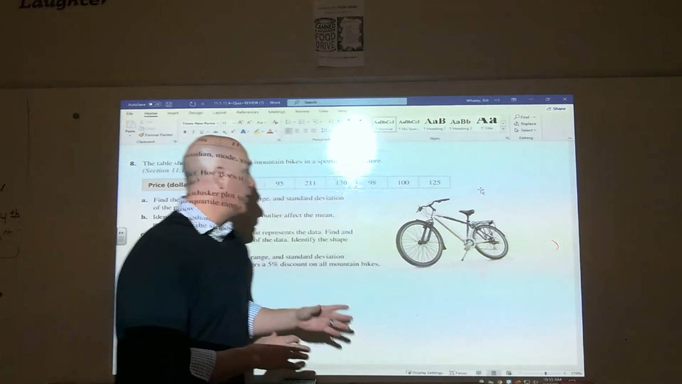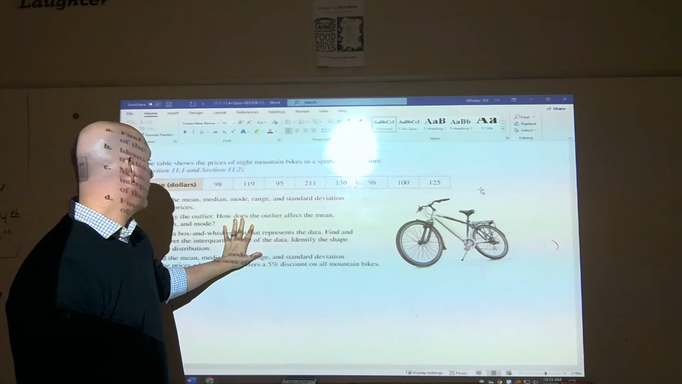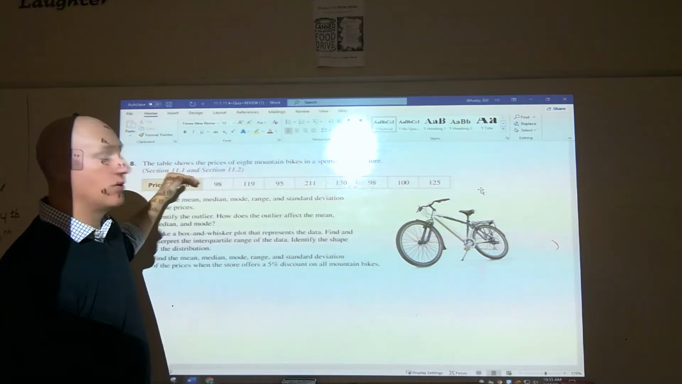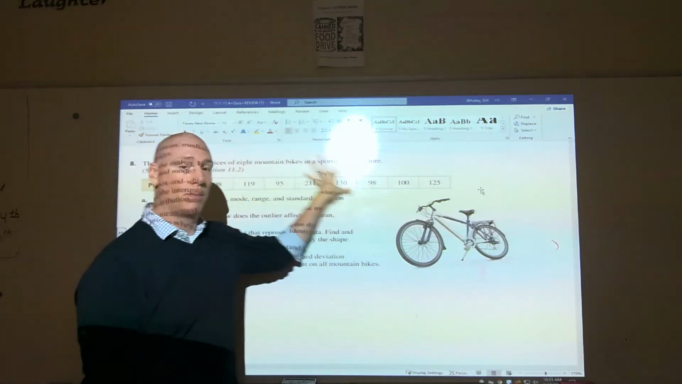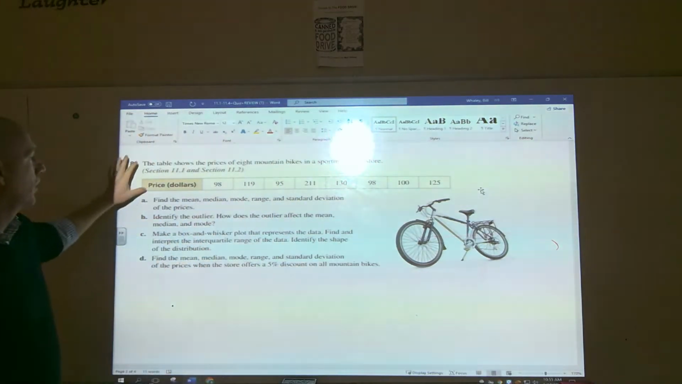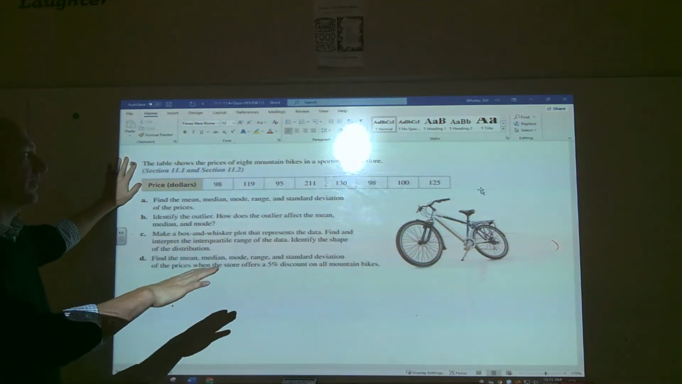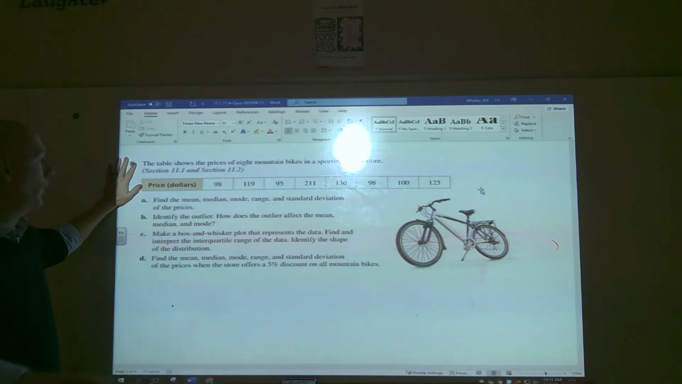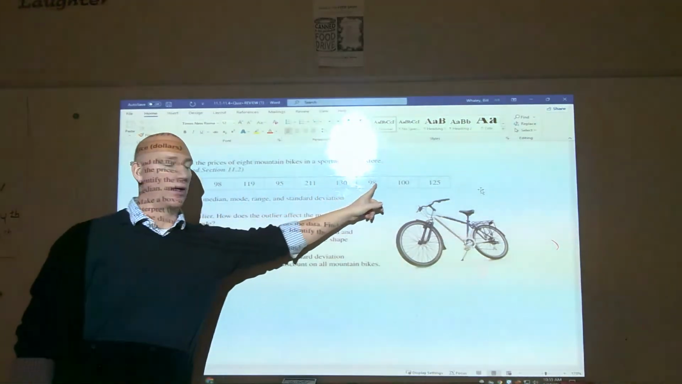Hey guys, this Example 8 pretty much captures everything from Sections 11.1 and 11.2. The first half of your test is pretty much caught up completely in this single story problem. So first, let's see what we're talking about. The table shows the prices of 8 mountain bikes in a sporting goods store. So we have the price in dollars from several different stores.